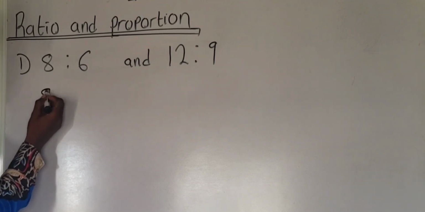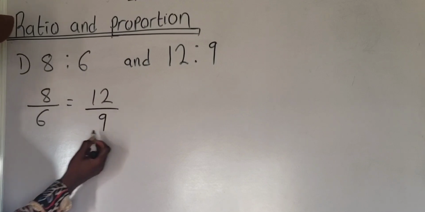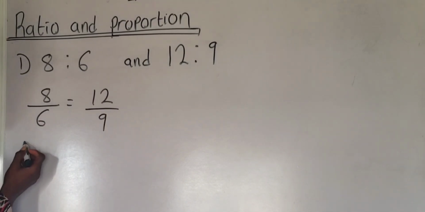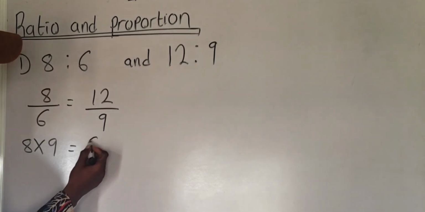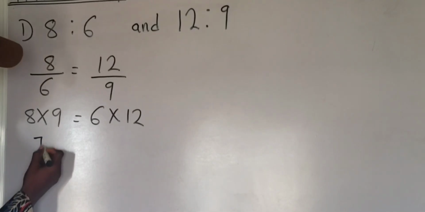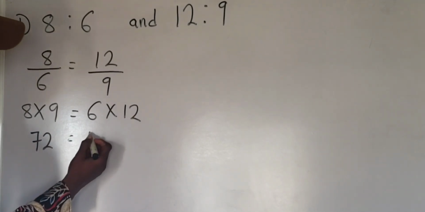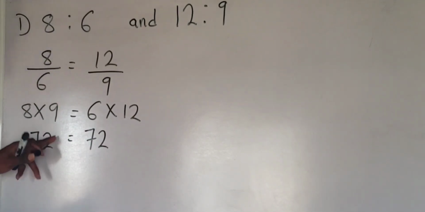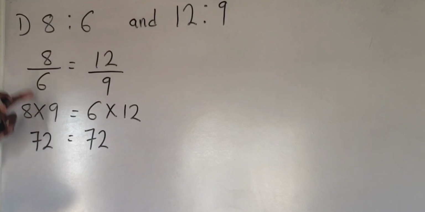8 ratio 6 can be written as 8 over 6 equals 12 over 9. Now, taking the cross product, I'm going to have 8 multiplied by 9 equals 6 multiplied by 12. So now 8 multiplied by 9 will give us 72, and 6 multiplied by 12 is also 72. So since their cross products are equal, that means these ratios are equal. This is the first method.